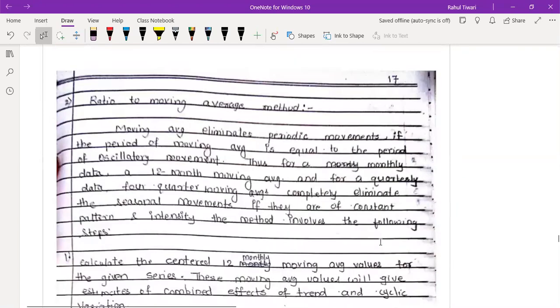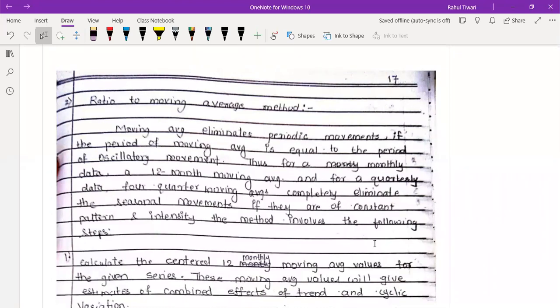Let's go to the next method, ratio to moving average method. अभी आपने moving average method पढ़ा है, बराबर है? You know how to solve the problem based on moving average method. तो अपने को पहले moving average method apply करना है, and then we will apply ratio to seasonal indices. Whenever we are applying least square method या फिर moving average method, first we need to apply our usual method, which is the moving average method. So what does moving average method say? Moving average eliminates periodic movements if the period of the moving average is equal to the period of oscillatory movements.